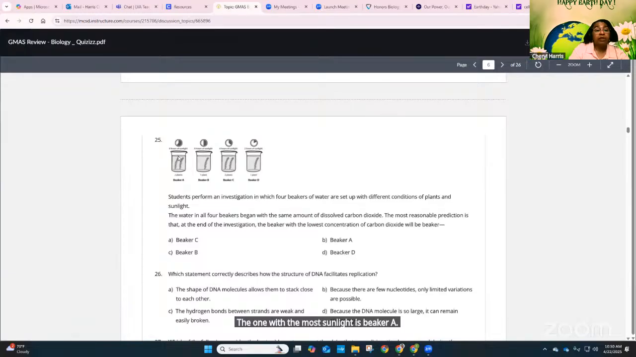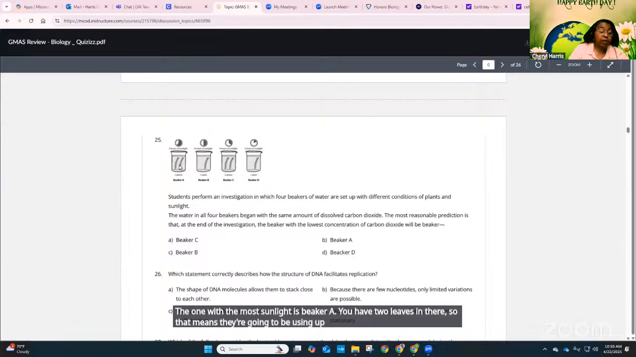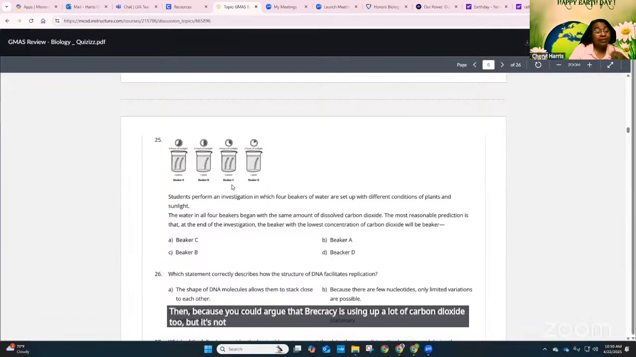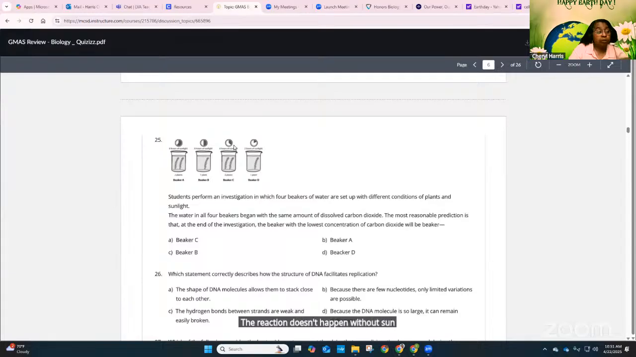Okay, you have 2 leaves in there, so that means they're going to be using up twice as much carbon dioxide, and you also have more sunlight. You could argue that beaker C is using up a lot of carbon dioxide too, but it's not going to carry on photosynthesis as fast. See, the sunlight is also like a catalyst. The reaction doesn't happen without sunlight. So if you get a little bit of light, you're going to have a little bit of photosynthesis. Okay, so beaker A is the correct answer for that.